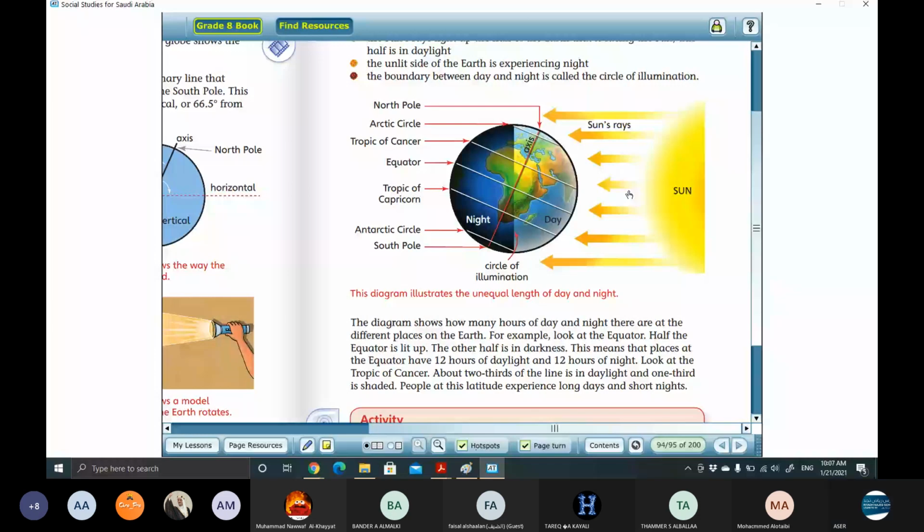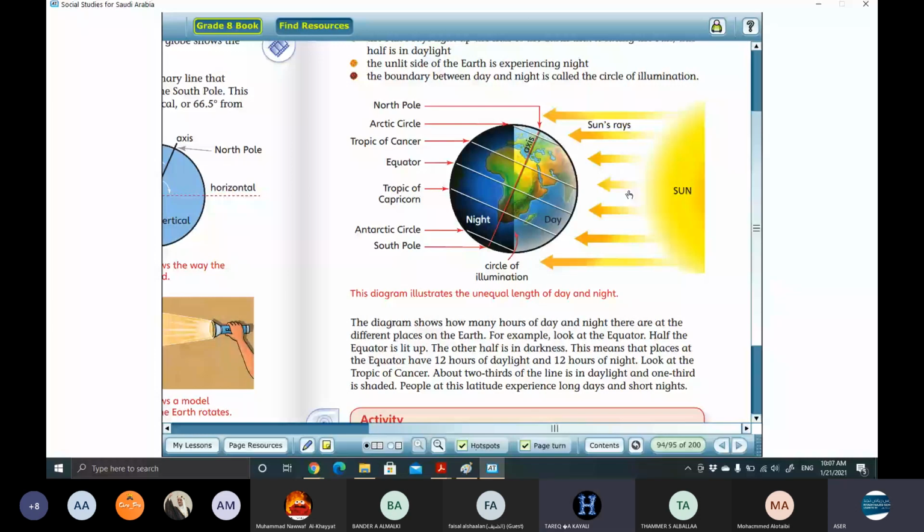So the circle of illumination shows us how, because of the axis and the angle at which the Earth orbits, the timing changes in each place on our planet. Look at the Tropic of Cancer. About two-thirds of the line is in daylight and only one-third is shaded, so people at this latitude experience long days and short nights. So this is the only reason. I need you to memorize this diagram because it shows how the timing works in different places on Earth. Use the diagram to work out the length of day and night at these places.